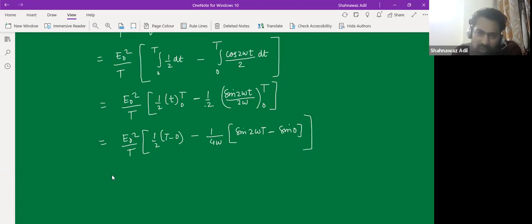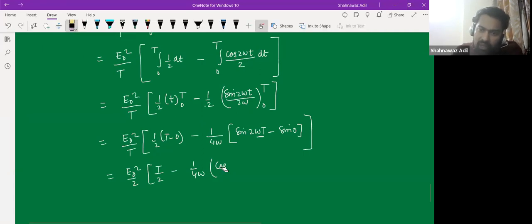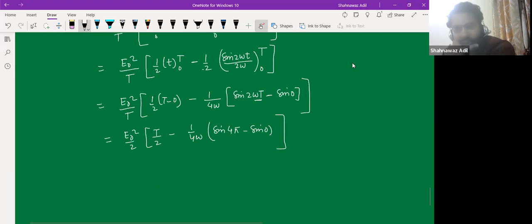Right. So this is E naught square by t, this is t by 2 minus 1 by 4 omega, and sine 2 omega t, we know that omega t is 2 pi, so that is sine 4 pi minus sine 0. So can you guys tell me how much is sine 4 pi? How much is sine 4 pi?